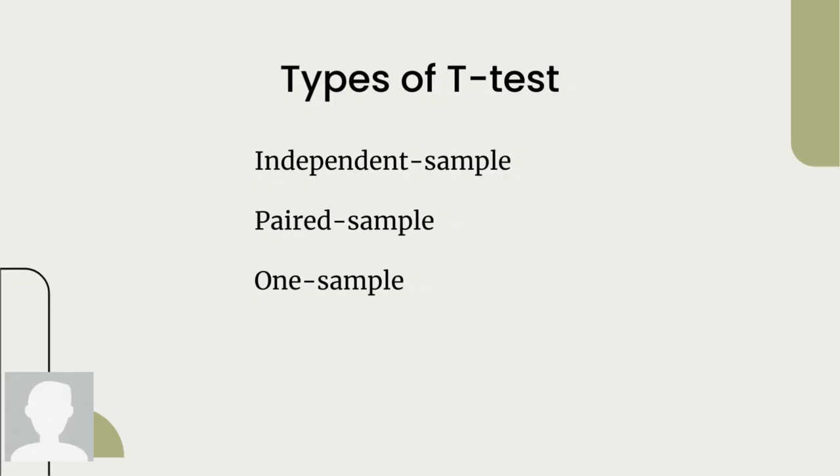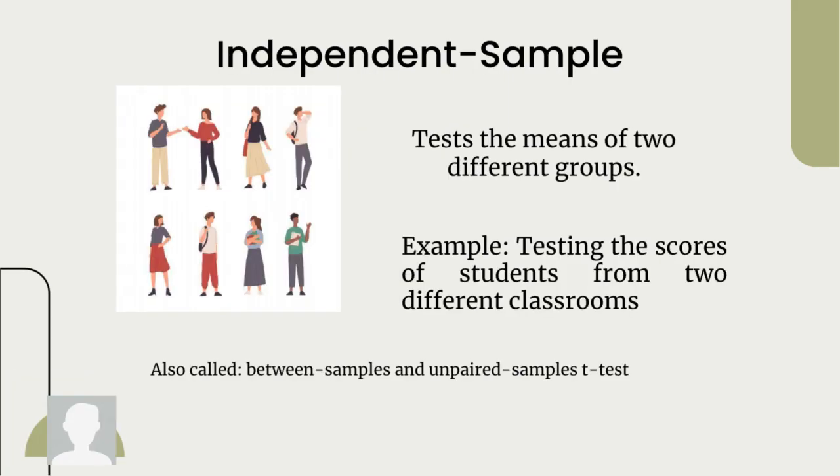Here are the types of t-tests, which are independent sample, paired sample, and one sample. Independent sample tests the means of two different groups. For example, testing the scores of students from two different classrooms. Like the example earlier, there are two different fields, then you test the difference of the two groups, field A and B. So it is also called between samples and unpaired samples t-test.